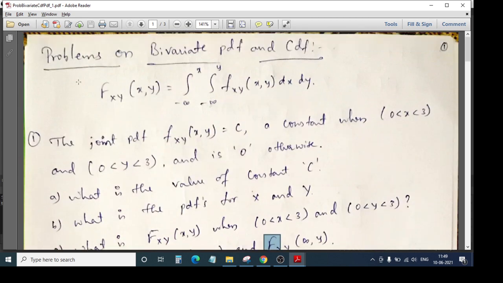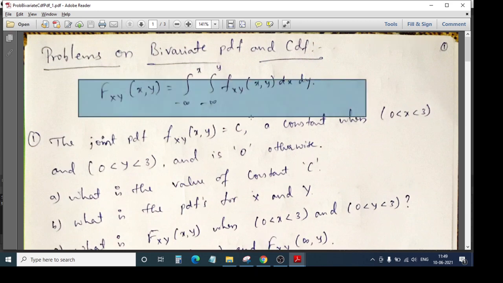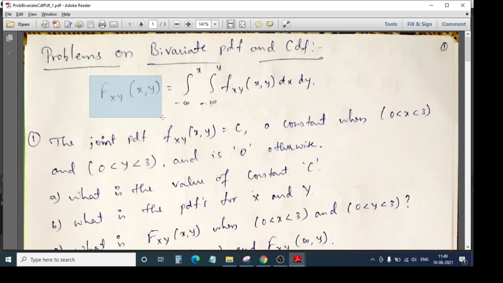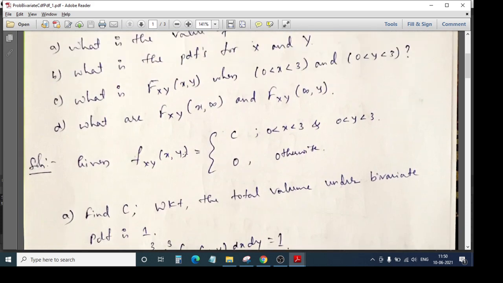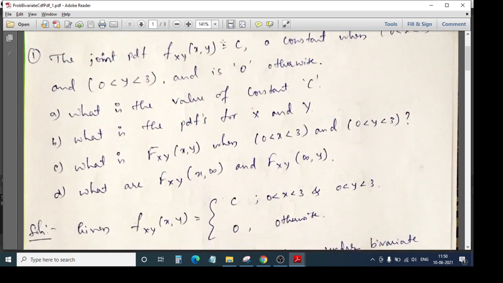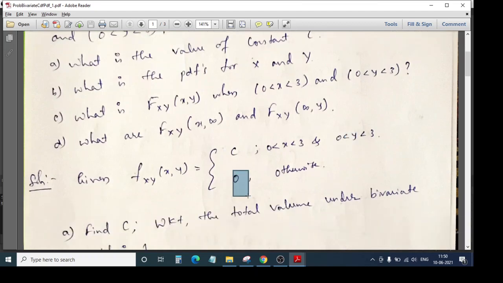We already know that this is our main formula. You can just observe here, that the CDF of bivariate random variables is nothing but the double integration of your PDF with respect to dx and dy. Okay, so let us see now. The first thing is let us write this in the form of an equation. What he has given is that the PDF, the small f, has the value c when your x is between 0 to 3 and y is between 0 to 3. So that is what we have written here. Next, for all other values it is 0.